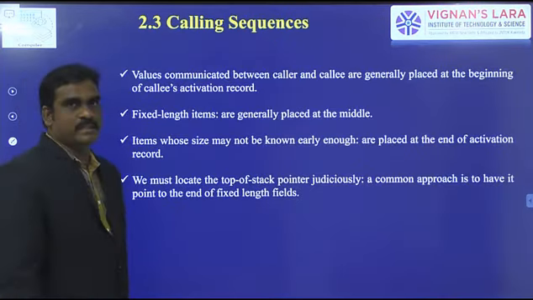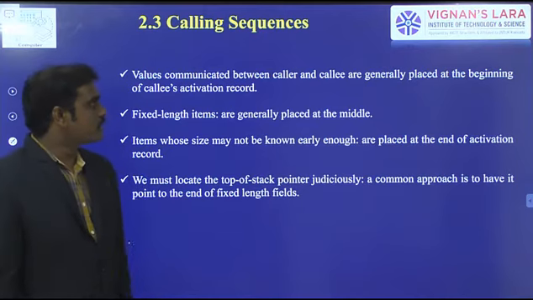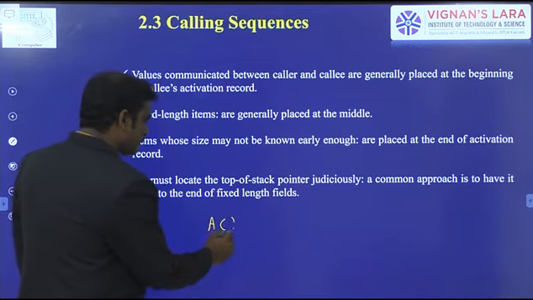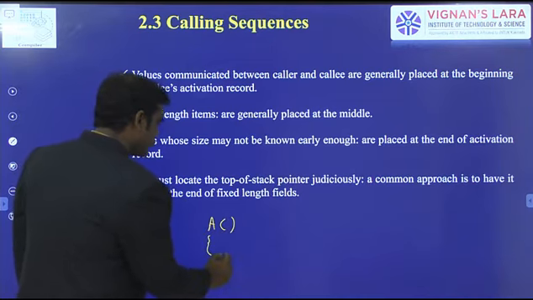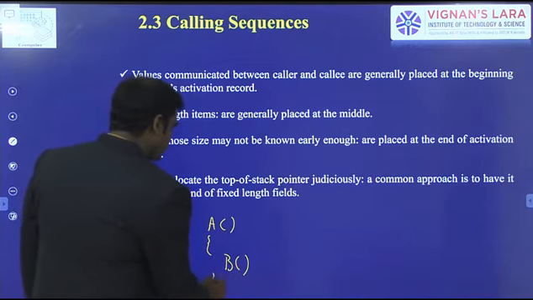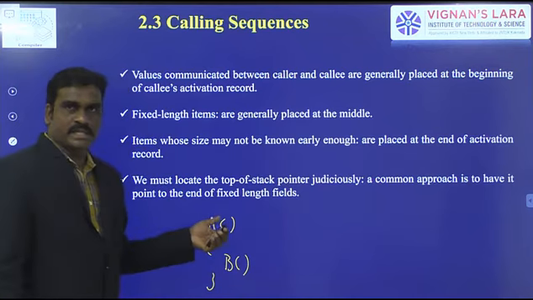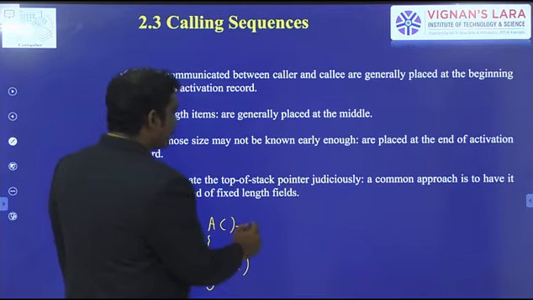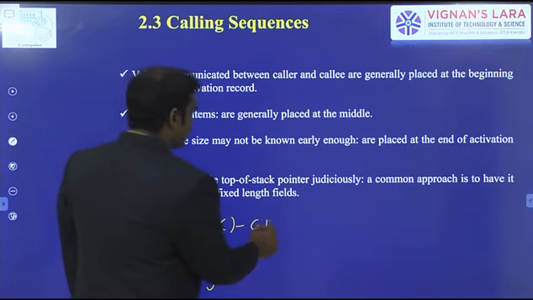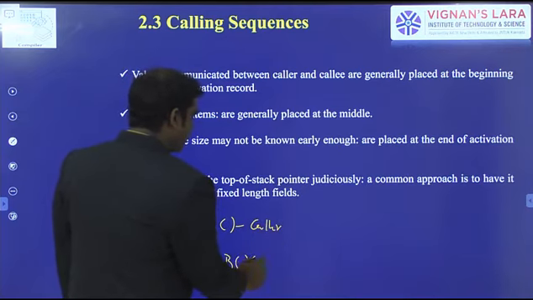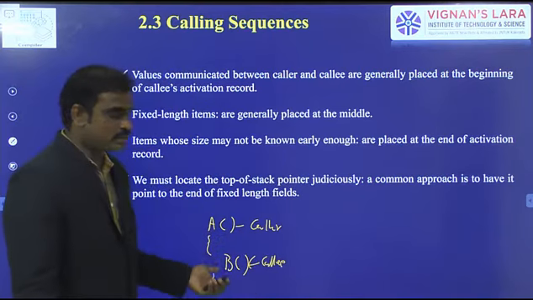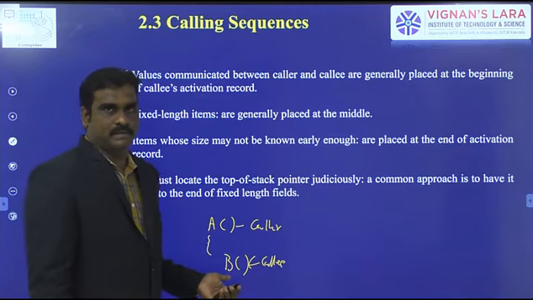And the third point is calling sequences. Suppose in function A, we can call the function B. So here, this one we can call a caller, and this one we can call a callee. So this is the caller function, and this one is the callee function.